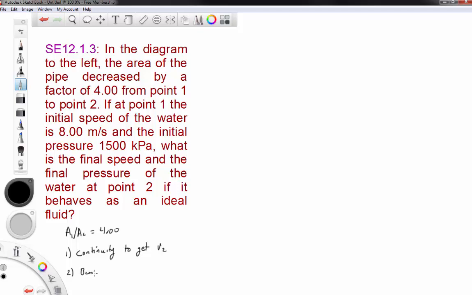Then we use Bernoulli's principle to get the final pressure, P2. So this right here is P1, this right here is V1, this is that ratio A2 over A1. Final speed would be V2, final pressure would be P2, and the other thing that we may want is that this is water, and so that means that the density is 1.00 times 10 to the 3 kilogram per meter cubed. And that's just because that's the density of water.